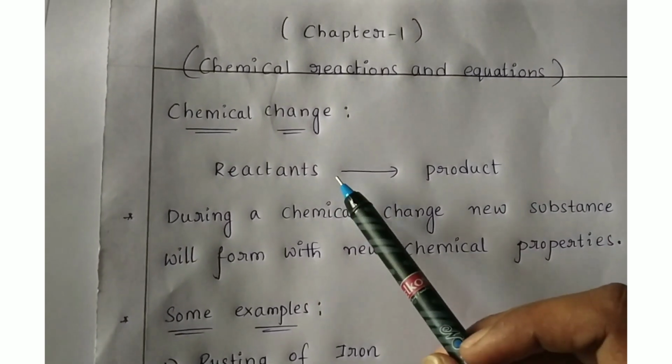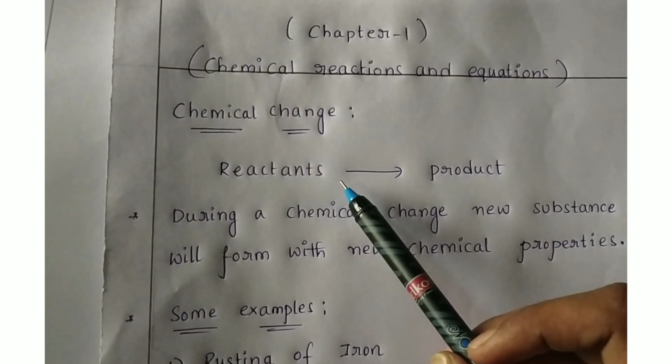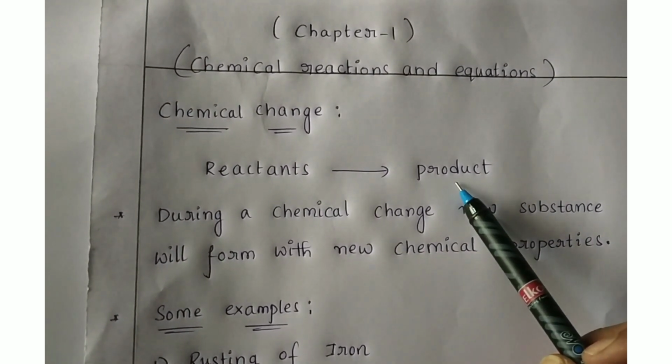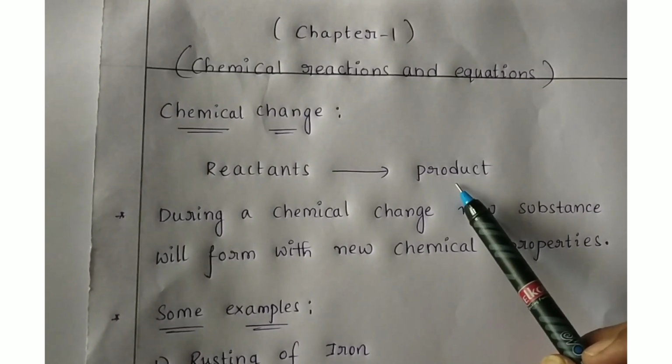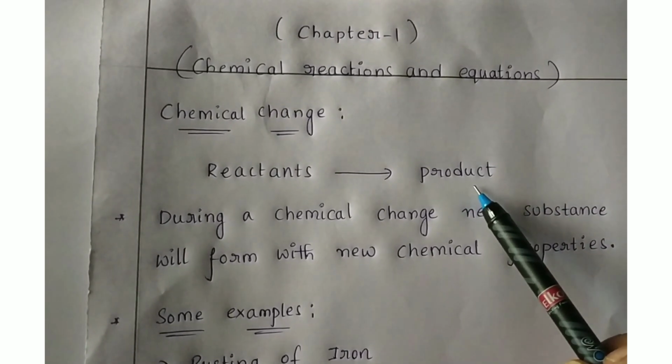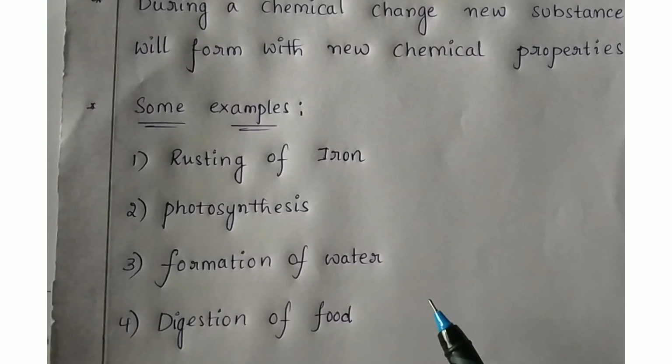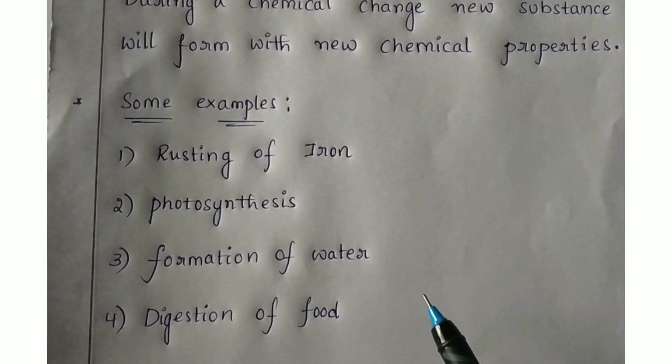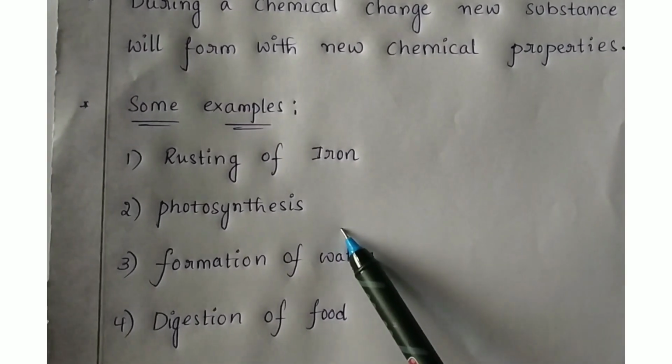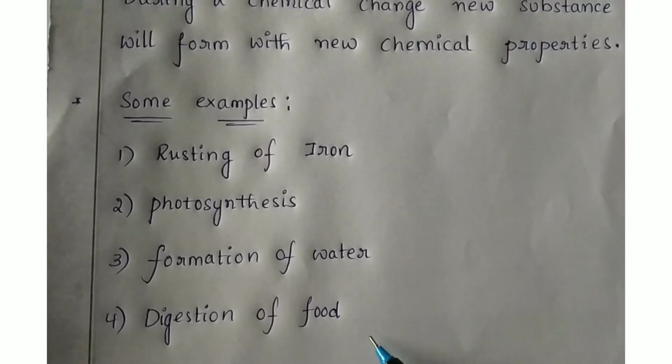Before the reaction, reactants have some chemical properties. After the reaction, product is formed. This product will have new chemical properties. These are examples of chemical changes: rusting of iron, photosynthesis, formation of water, digestion of food.